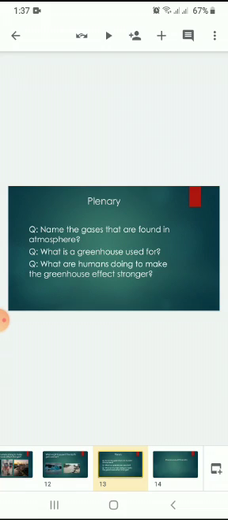Question number 3: what are humans doing to make the greenhouse effect stronger? So, students, this is about the plenary. I hope you would be able to answer these questions orally. You are not supposed to write the answers anywhere.